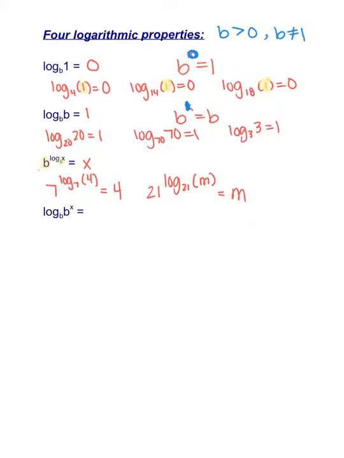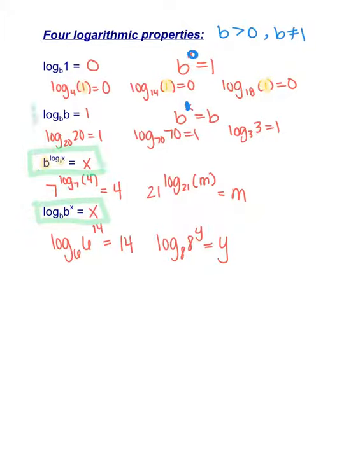Similarly, if I have log base b of b raised to the x, that is also just going to be equal to whatever x is here. For an example, if I have log base 6 of 6 raised to the 14th, that's going to be just 14. Or if I were to have log base 8 of 8 raised to the y, that'll just be equal to y. So here are my big properties so far. Apart from my definition of a log, here are 4 logarithmic properties that we should know moving forward.